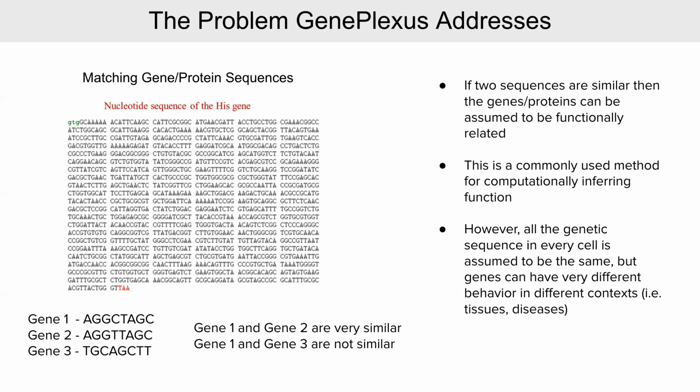However, the genetic sequence in every cell is assumed to be the same, but genes can behave very differently in different contexts, in different tissues. They behave differently in different diseases. So just looking at sequence similarity might be a little bit lacking.